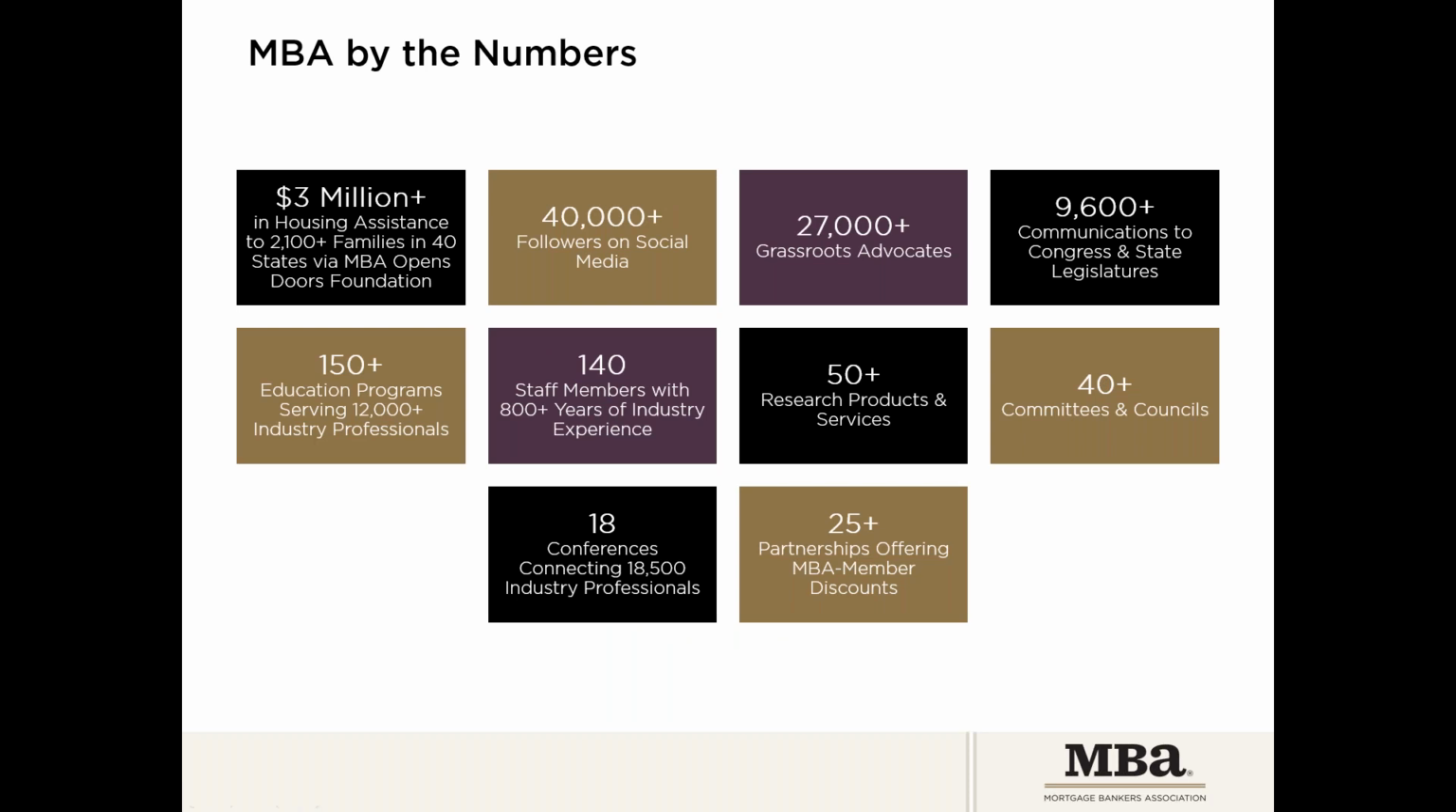2017 was an all-star year for us at MBA, and it was our most successful year in our 104-year history. MBA is the strongest it has been in terms of member participation, growth, and retention. Here are a few numbers we'd like to highlight for you. Year to date, we've awarded over $3 million in housing assistance to over 2,100 families in 40 states through MBA's Open Doors Foundation. We have over 40,000 followers on social media through platforms such as Twitter, LinkedIn, Facebook, and Instagram. We have over 27,000 grassroots advocates through our Grassroots Lobbying Network, which we affectionately call MAW, or our Mortgage Action Alliance. We have produced over 9,600 communications to Congress and state legislators through our policy and advocacy team.